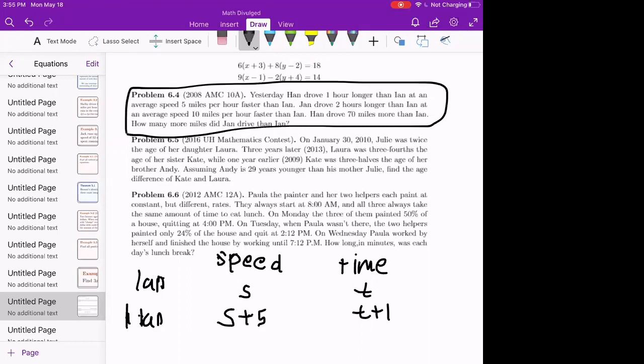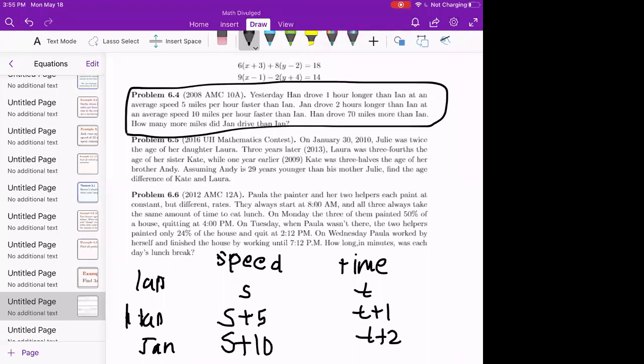And the problem states that Jan drove 2 hours longer than Ian. So this is t plus 2. And then the speed at which Jan drove was 10 miles per hour faster. So this is s plus 10. So now we have 3 different speeds and 3 different times.